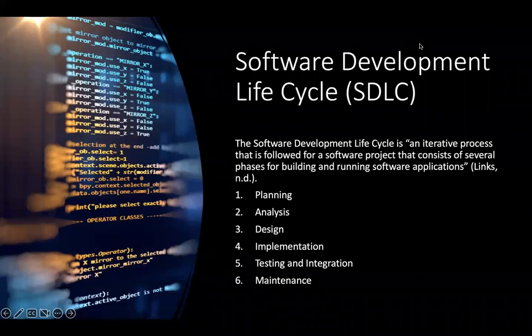Next, we'll talk about the software development lifecycle, or the SDLC. The software development lifecycle is an iterative process that is followed for a software project that consists of several phases for building and running software applications. In this specific SDLC, there are 6 steps. The first step, planning. All members of the United Kingdom cyber team will collaborate and discuss the lifecycle as a whole by identifying any existing vulnerabilities that need to be addressed.